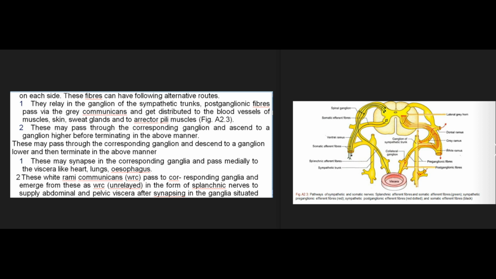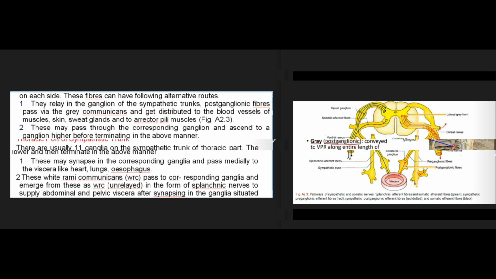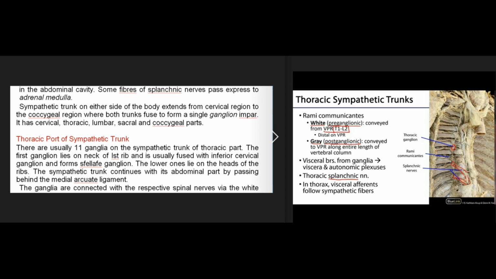3. These may synapse in the corresponding ganglia and pass medially to the viscera like heart, lungs, esophagus. 4. These white rami communicantes, WRC, pass to corresponding ganglia and emerge from these, unrelayed, in the form of splanchnic nerves to supply abdominal and pelvic viscera after synapsing in the ganglia situated in the abdominal cavity. Some fibers of splanchnic nerves pass express to adrenal medulla.